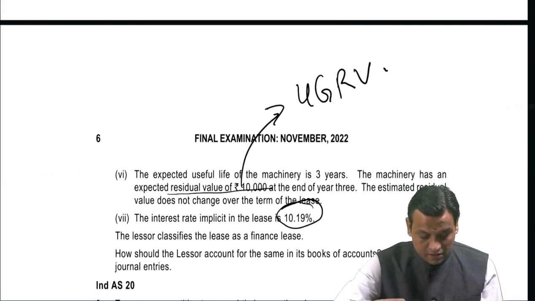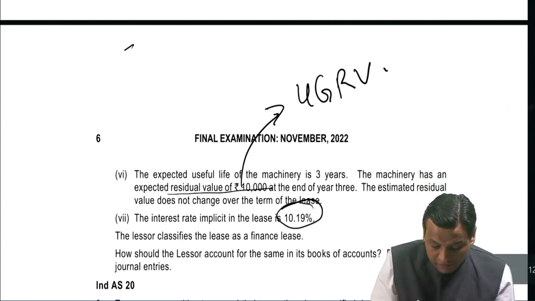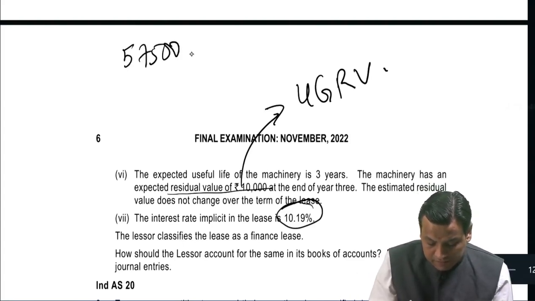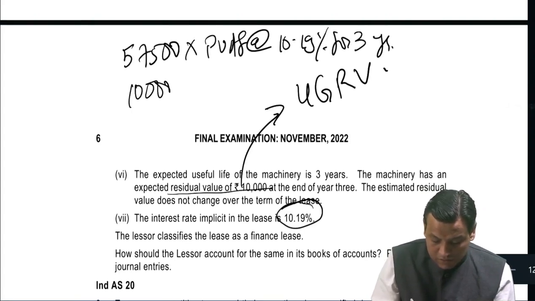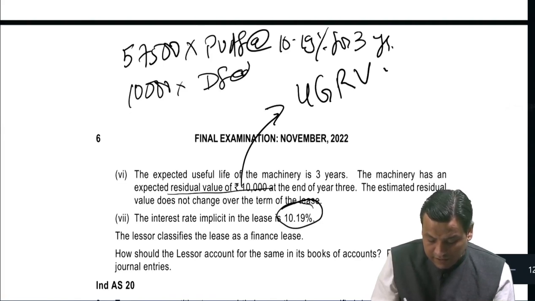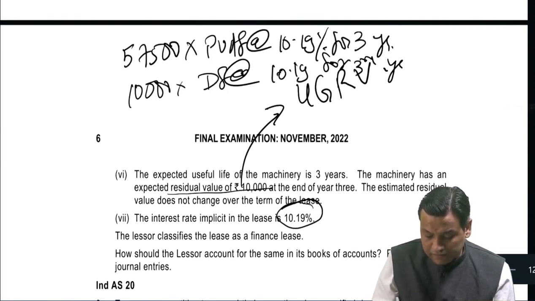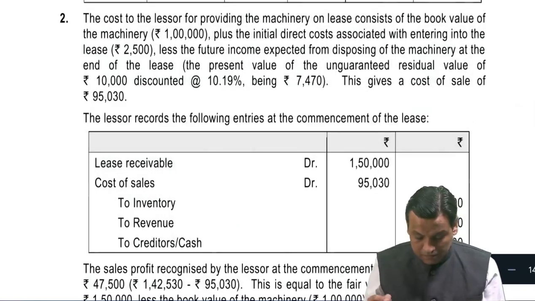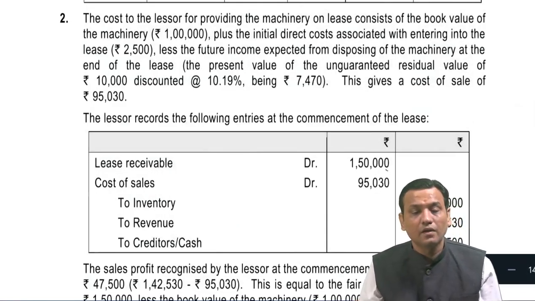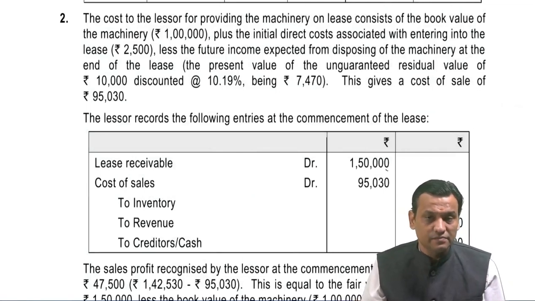So my friends, you would be getting 57,500 into present value annuity factor at the rate of 10.19% for 3 years, and 10,000 into discounting factor at the rate of 10.19% for 3rd year, which is nothing but 150,000. Lease receivable.